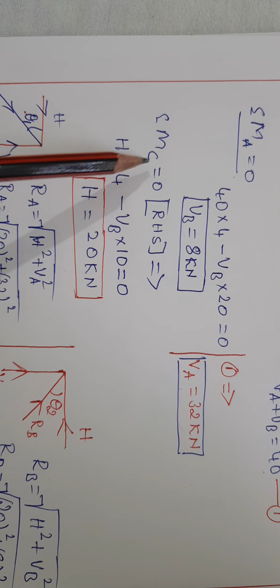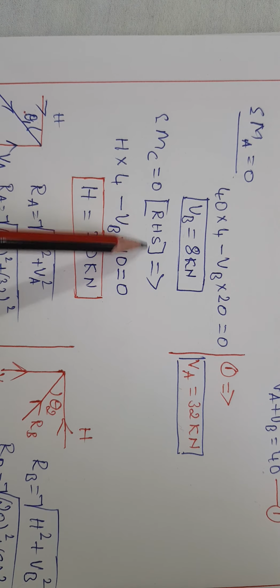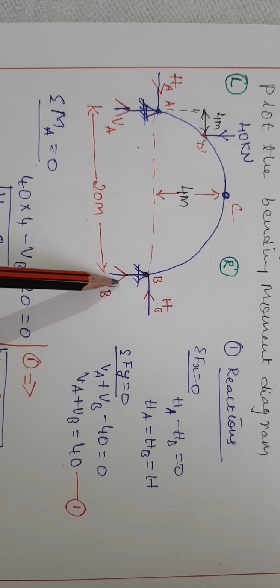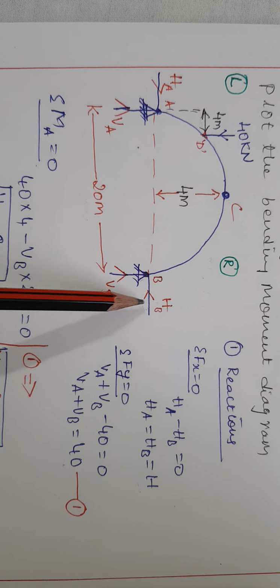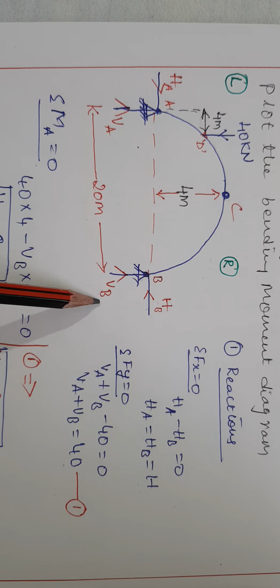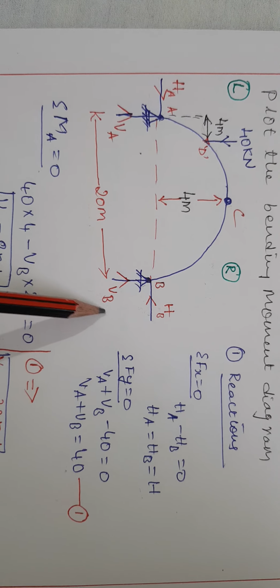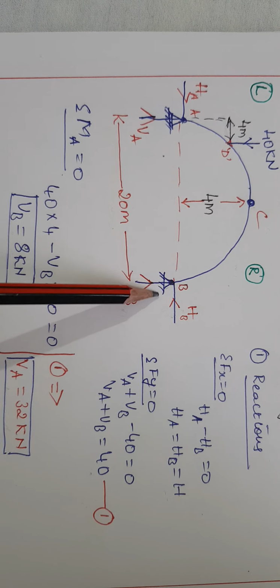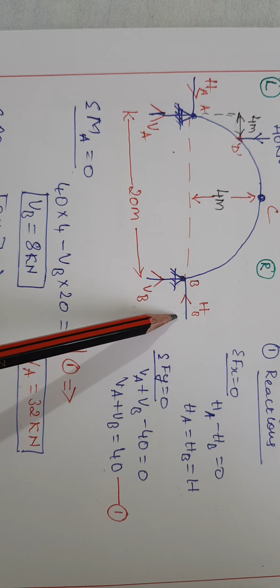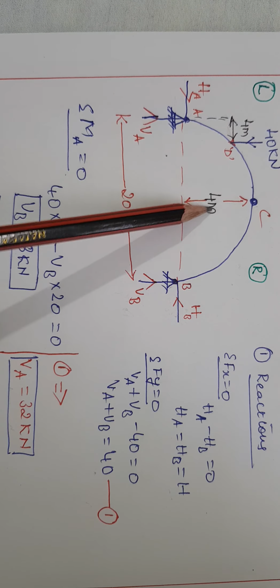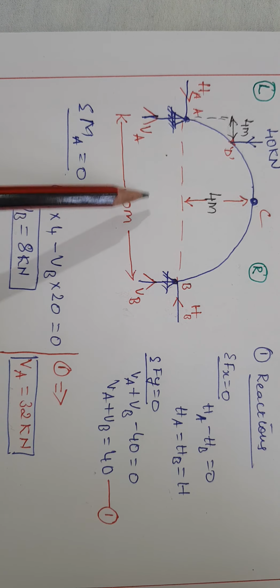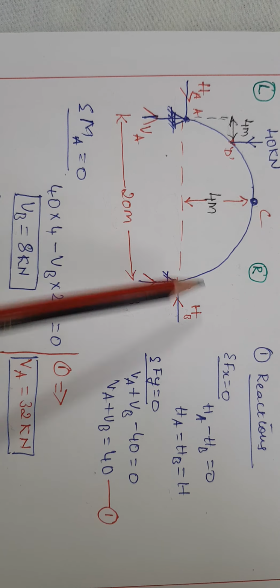Moment at C equal to 0, right hand side. On the right hand side we have only two forces, one is H, another one is VB. H tends to rotate clockwise, positive. For this, the perpendicular distance is 4. For VB, the perpendicular distance is exactly half of the span, that is 10 meters.